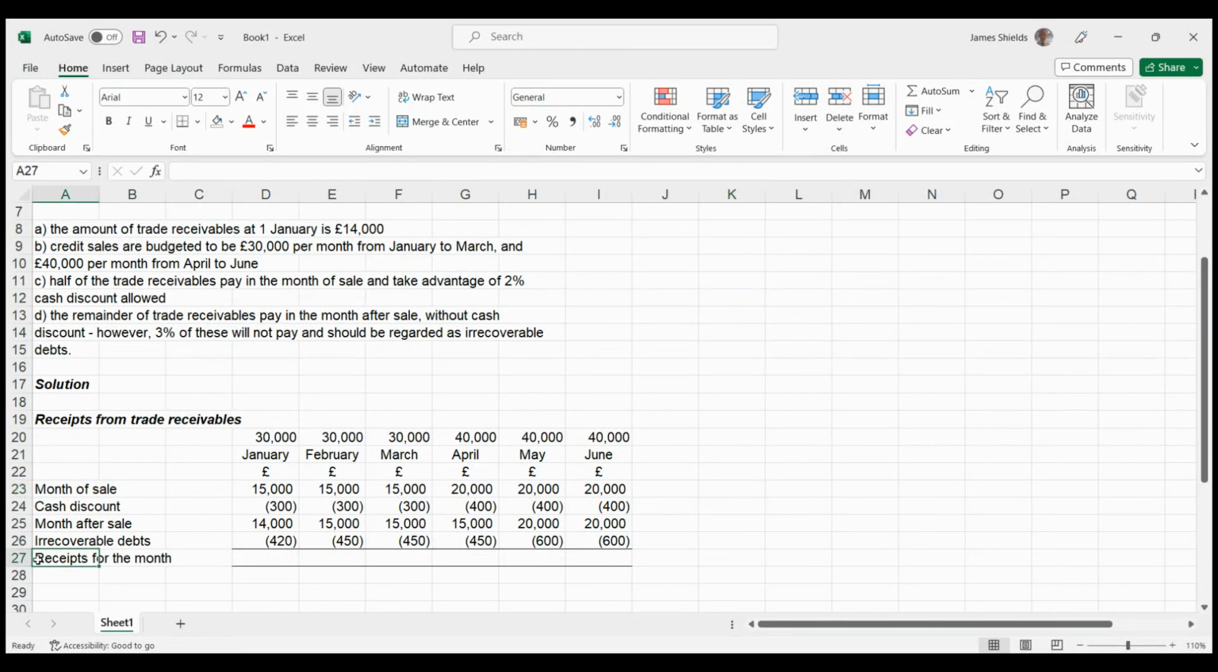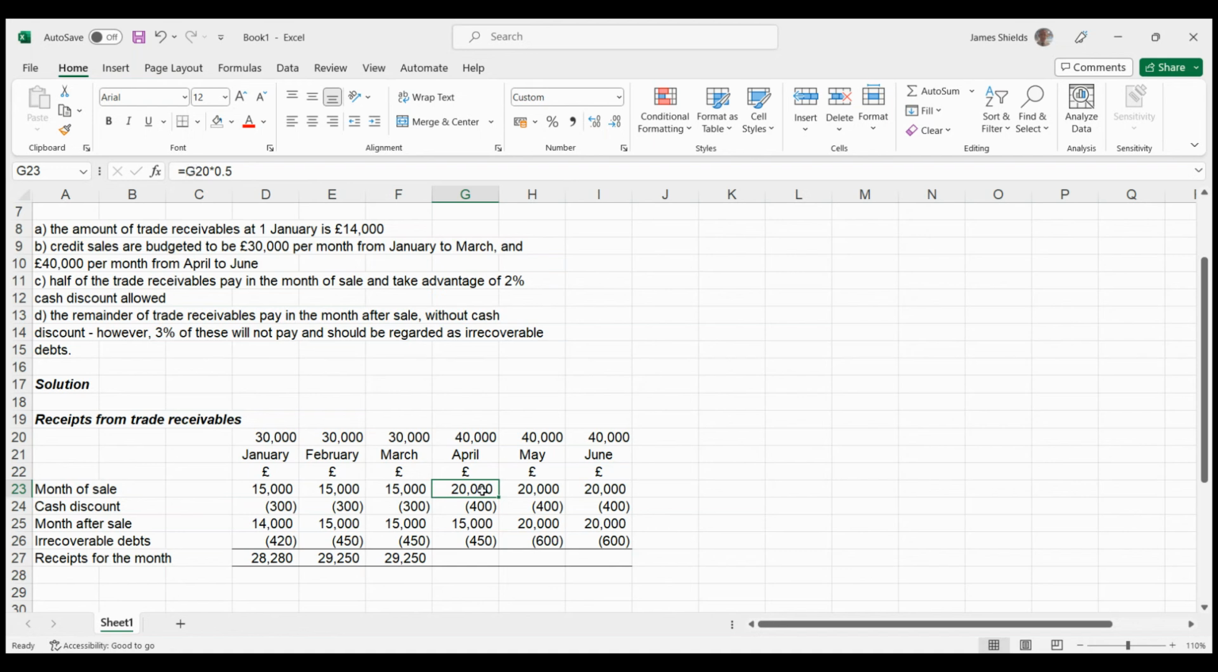Now the receipts for the month. In January, it's going to be 15,000, take away 300, plus 14,000, take away 420. That's going to give us £28,280. In February, it's going to be 15,000, take away 300, plus 15,000, take away 450. That's going to give us £29,250. March, 15,000, take away 300, plus 15,000, take away 450, and again that's going to give us £29,250.